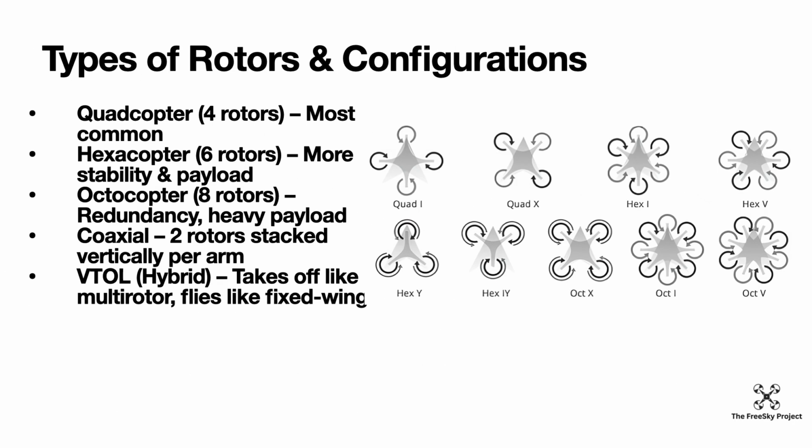There are different types of rotor setups. Quadcopters are most common, with 4 rotors. Hexacopters, with 6 rotors, offer more stability and can carry heavier payloads. Octocopters, with 8 rotors, bring even more redundancy. Coaxial drones stack 2 rotors vertically per arm, and VTOL drones can take off like a multirotor but fly like a fixed wing, best of both worlds.